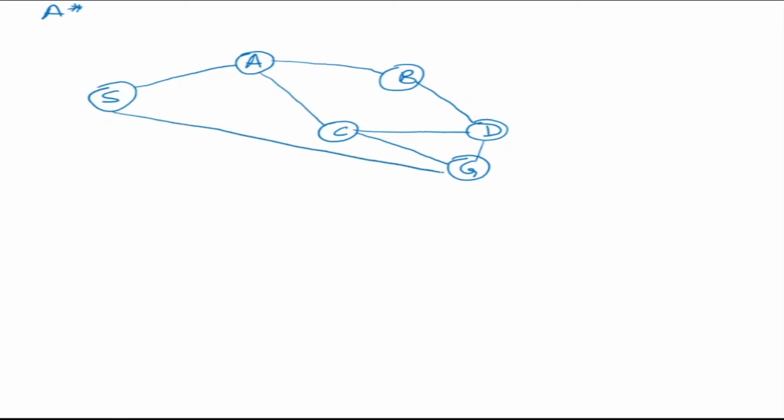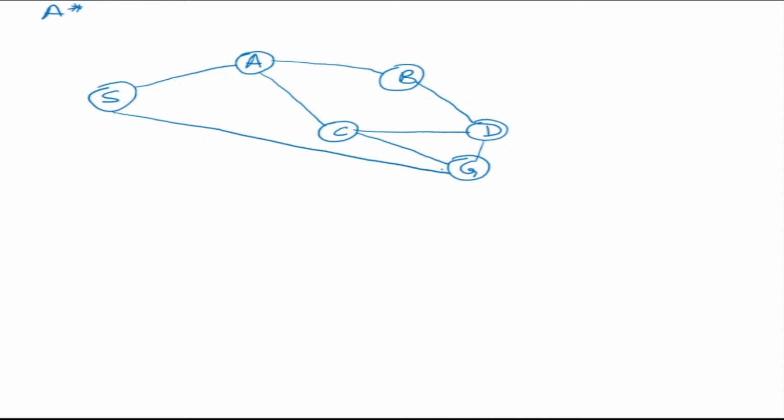Let's take a very simple example again for the A star algorithm. Let's take a graph like this, where this is my start node S, this is node A, node B, then node C is here, node D, and then we have node G. The graph goes this way: A to B, B to D, D to G, and C can go to D as well as to G, and A goes to C, and S can go to G.